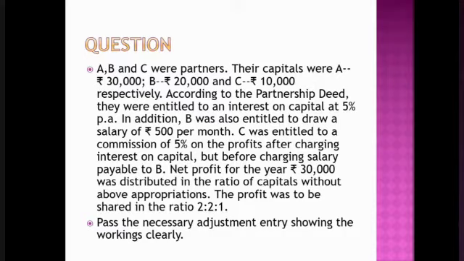The profit for the firm is 30,000, which was distributed in the ratio of the capitals. That means they again made an error over here. The previous error was they did not provide the above adjustment, and the next error is they distributed the profits in a wrong ratio.